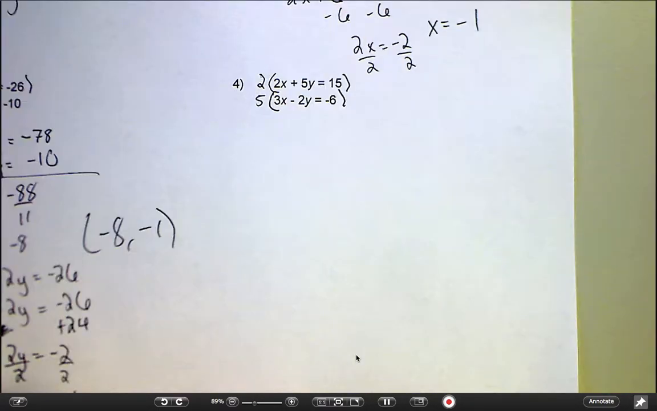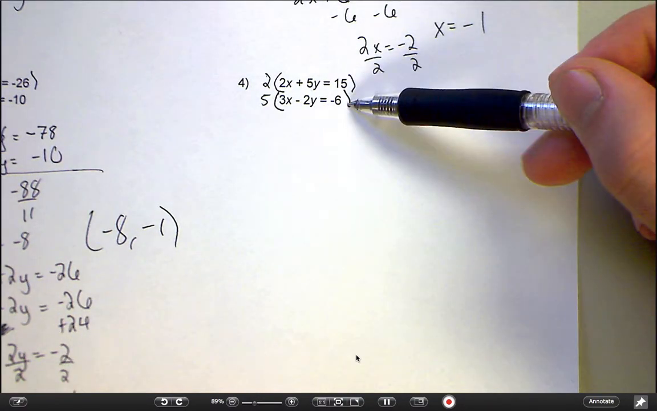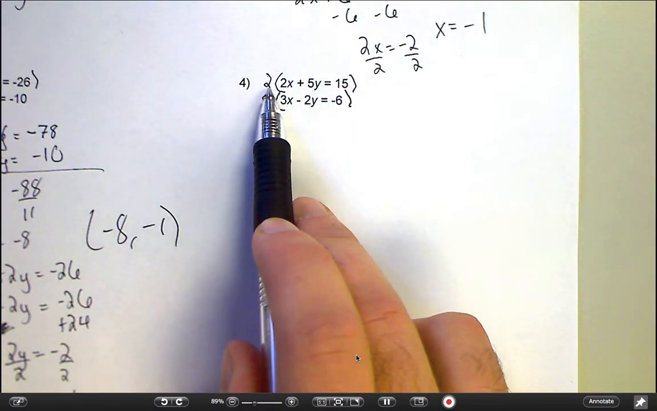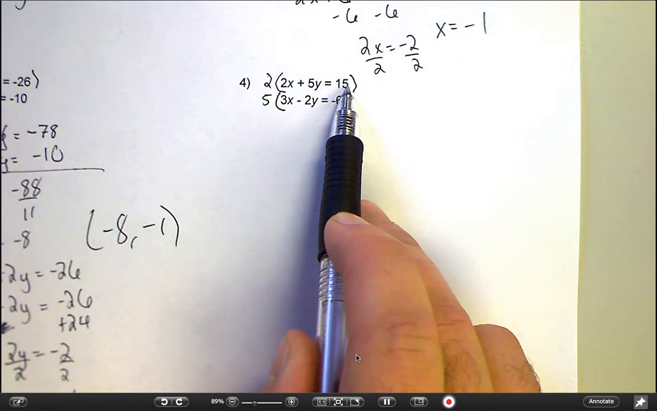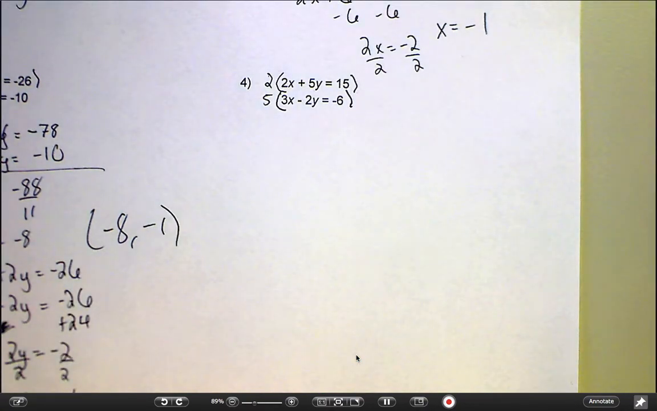Okay, and again, I'm allowed to multiply each equation by whatever I want. It doesn't have to be the same for each equation, as long as I multiply through the entire equation by the same thing. So if I use 2, I've got to multiply everything in that first equation by 2. Same thing with the 5 for the second equation. Everything needs to get multiplied by that second 5.